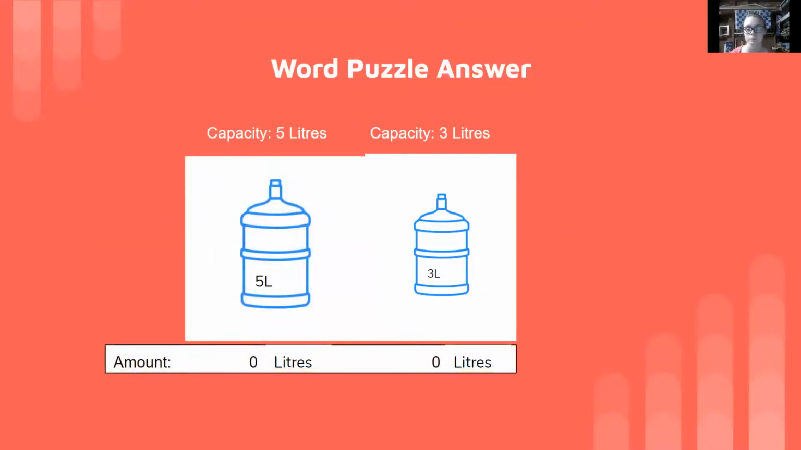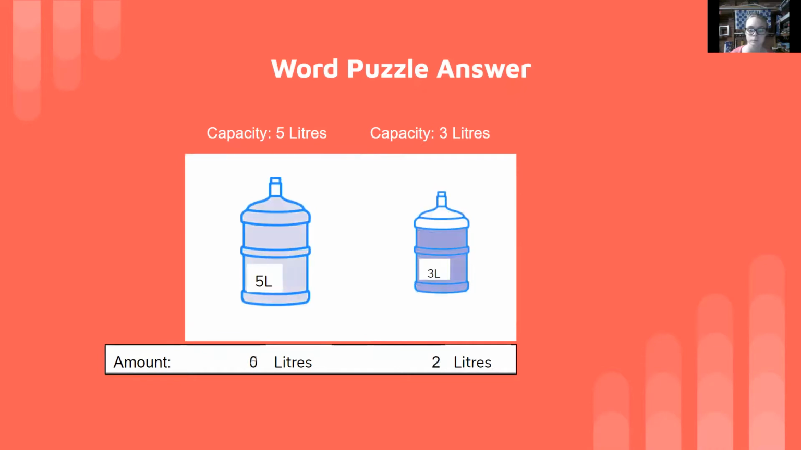To get 4 litres of water in one jug, fill up the 5-litre jug all the way. Then fill up the 3-litre jug with the 5-litre jug. You now have 2 litres in the 5-litre jug and 3 litres in the 3-litre jug. Throw the 3 litres away and pour the 2 litres into the 3-litre jug. Fill up the 5-litre jug and pour that water into the 3-litre jug so that it is full. Now you have 4 litres in the 5-litre jug.